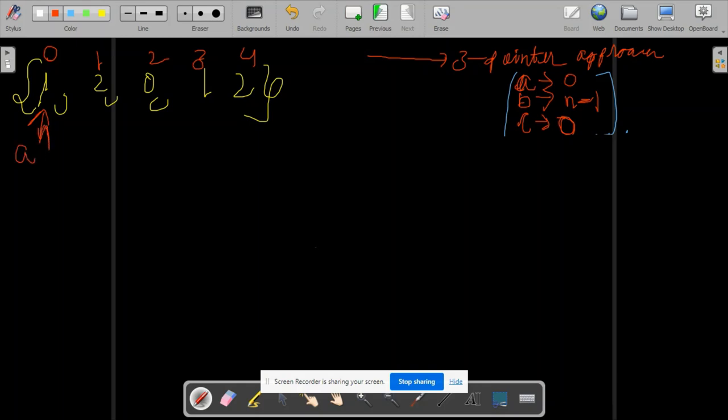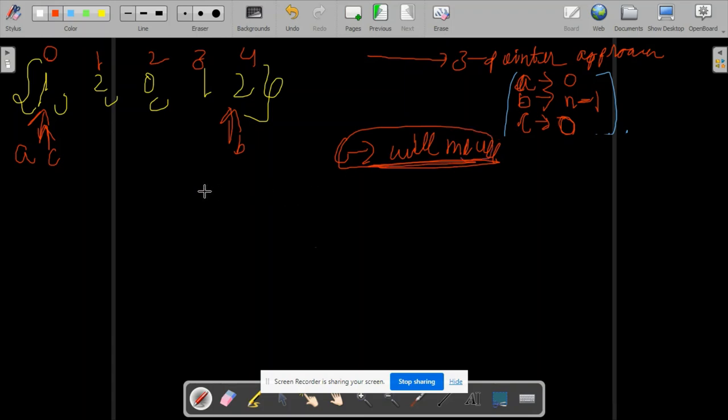Here is your A pointing, here is your C pointing, and here is your B pointing, right? Okay, fine. Now this C will move only, and come into action every time.